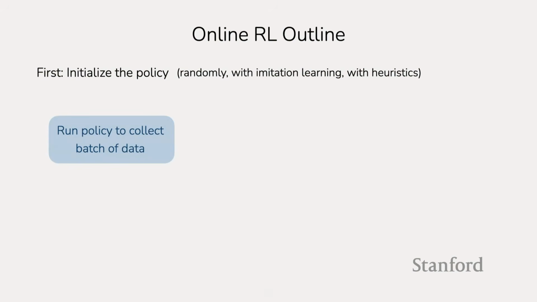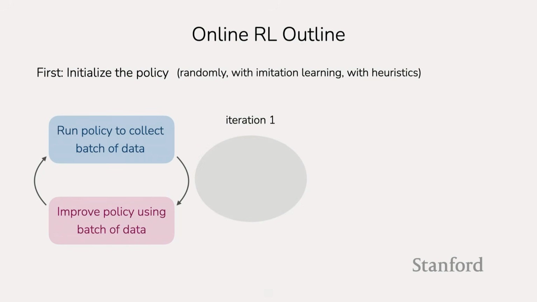And after we've initialized our policy, we'll run our policy to collect some data. So we'll actually try out different things in the world. Then we'll use that batch of data to improve the policy. And then we will repeat that process. We'll then collect new data with our updated policy and update our policy again using that latest batch of data. So we're going to attempt the task and try to get better.